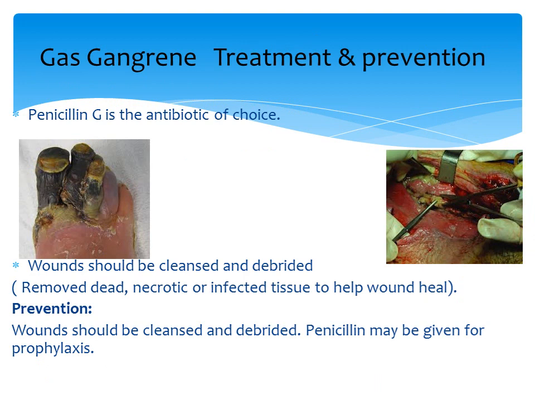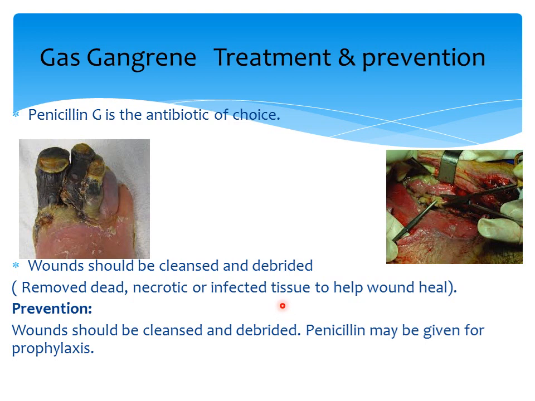Treatment of gas gangrene and prevention. For treatment I can utilize penicillin. Penicillin G is the antibiotic you can use in the treatment of gas gangrene. Because there is a wound, the wound should be clean and debrided. When we say debrided, it means removal of dead, necrotic or infected tissue.